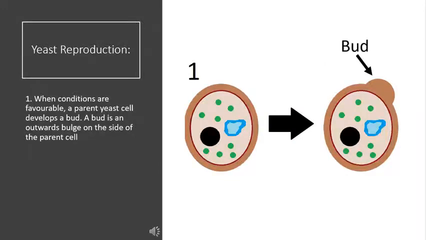The first stage of yeast reproduction is when the yeast cell has favourable conditions. We begin then with what's called the parent cell. The parent cell is the original cell in which the budding is going to begin. If the parent cell has its favourable conditions, a bulge or a little bud will form on the side of the parent cell. This is the beginning of the process of budding.